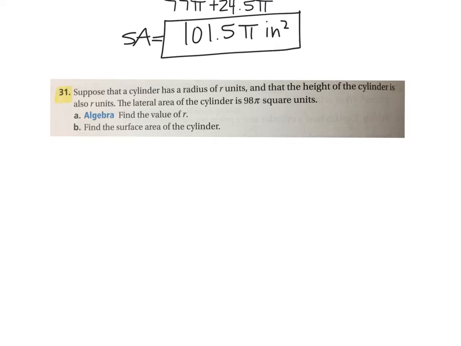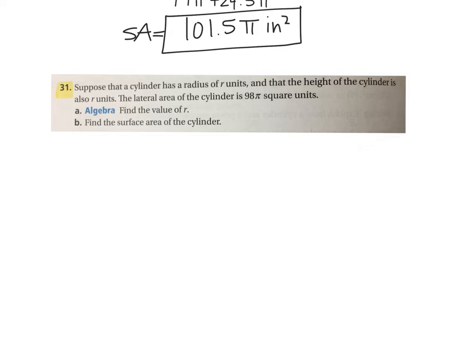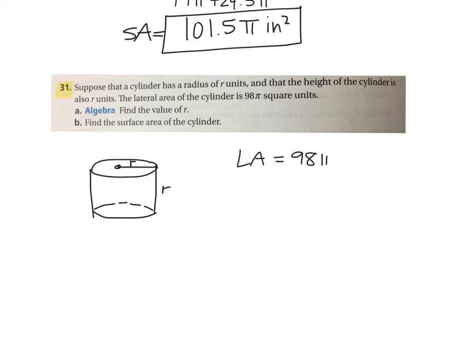Okay, last one here is number 31. It says, suppose that a cylinder has a radius of r units. If you need to see that, it would look something like this. That the height of the cylinder is also r. So if your radius here is r, I didn't make that very true to scale, sorry. And then your height is r, and they tell you the lateral area is 98 pi square units. You should be able to figure out the value of r and then find the surface area as well.